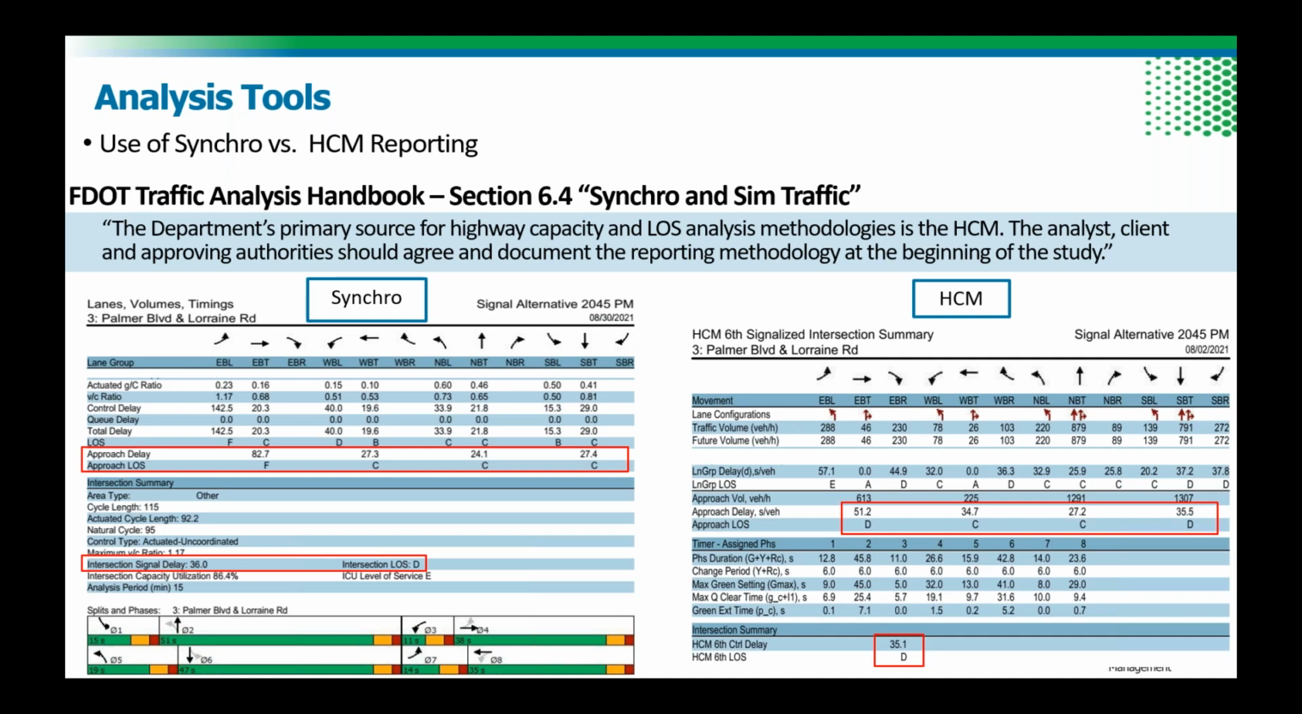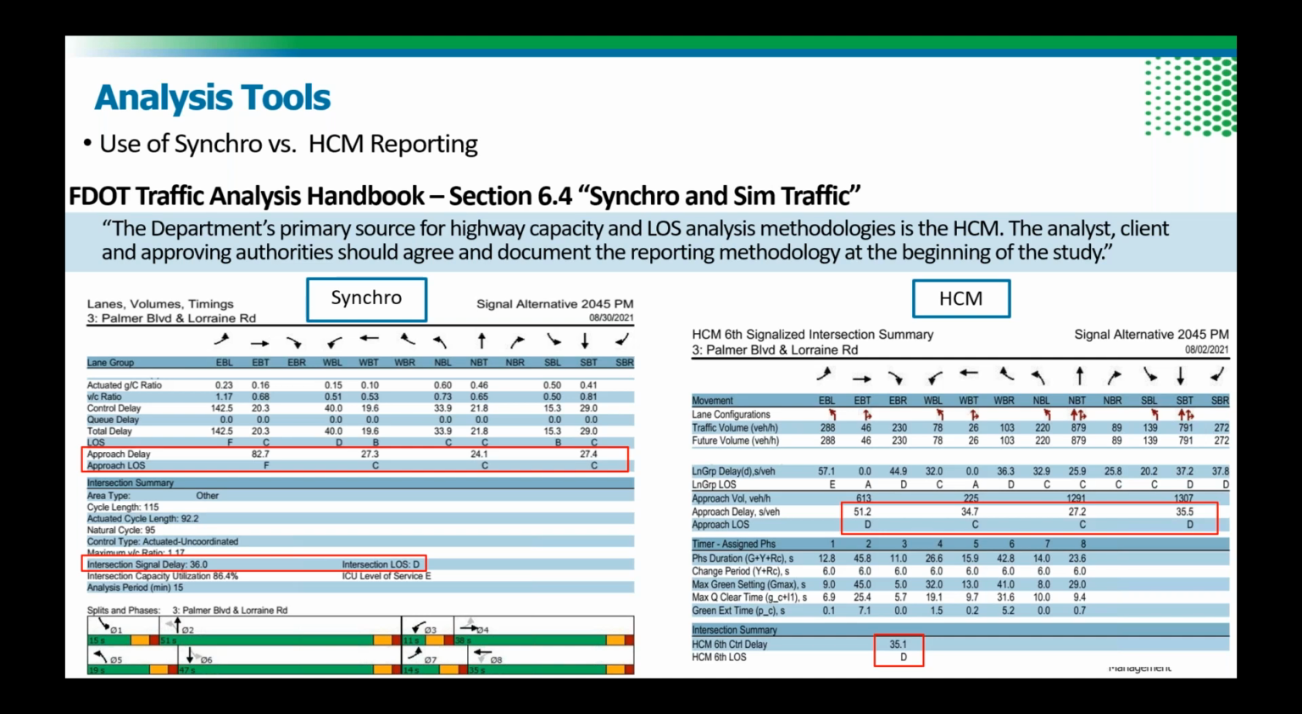This is taken from a project in Sarasota County, same intersection, same inputs right out of Synchro. It was built in Synchro and analyzed with both, showing the Synchro report on the left and the HCM report on the right. These are just screen grabs, so I know they're not the full page. What's highlighted in red, we'll start on the Synchro side, are the approach delays and the intersection signal delay. The same things are highlighted on the HCM portion on the right side of the screen.